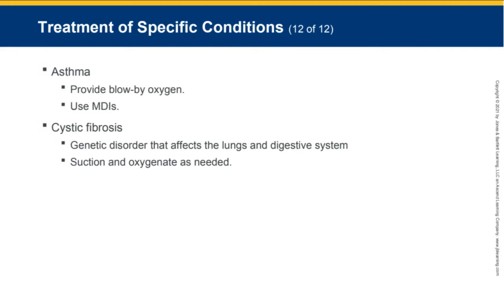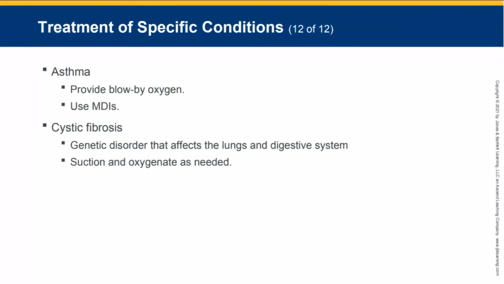For asthma, in certain populations like children, you may have to provide blow-by oxygen because they tend to be afraid of the mask over their face. So you could hold the oxygen for them and allow it to just blow in the face. The caregiver or family members could also hold it as well. And of course, you use the metered-dose inhaler.